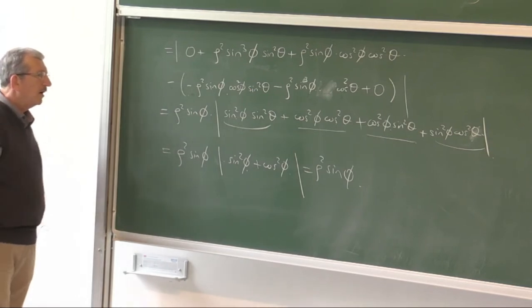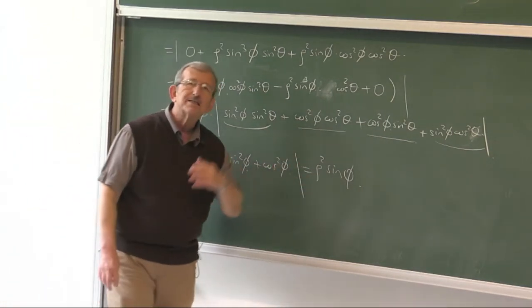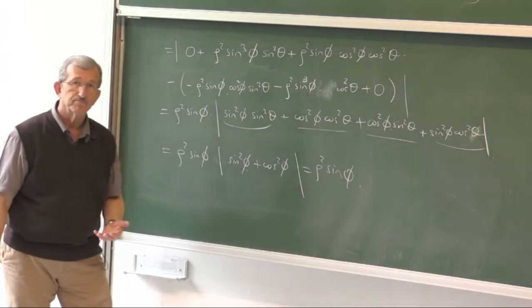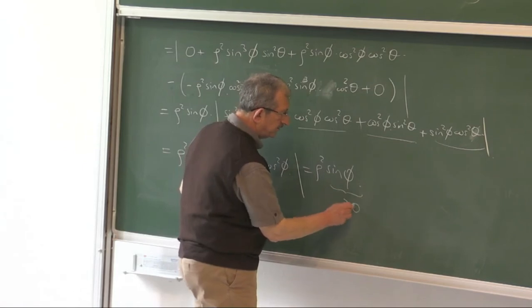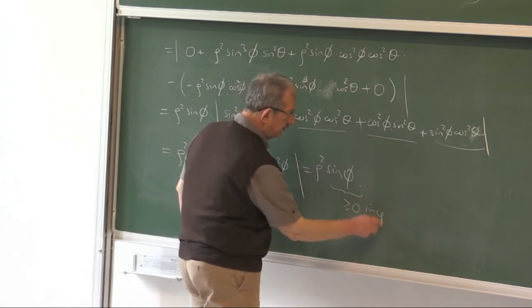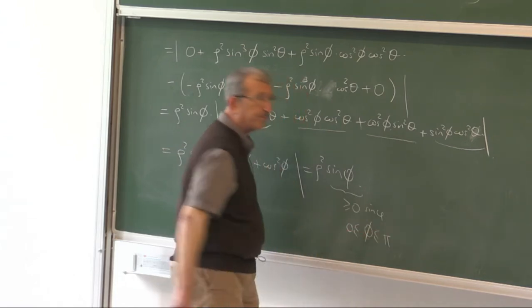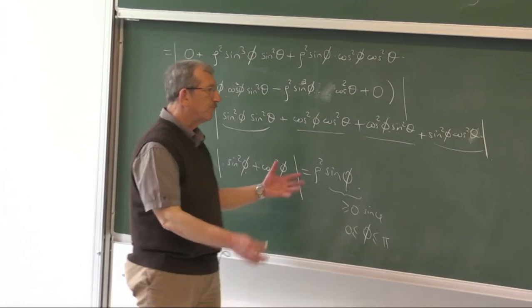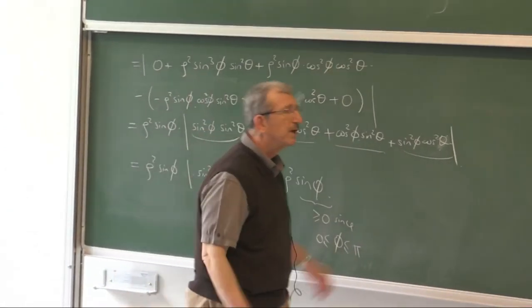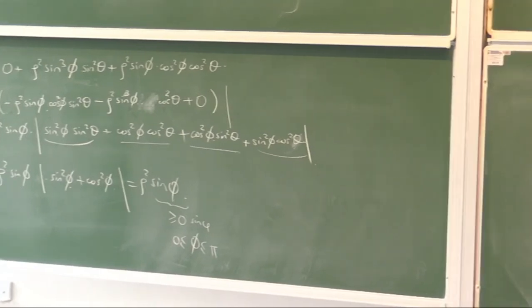Of course, we don't need to put any absolute value here because sine phi is positive. Namely, this is positive since phi is between 0 and pi. So we don't have to put absolute values. This is the Jacobian, which is the factor which comes into the picture.